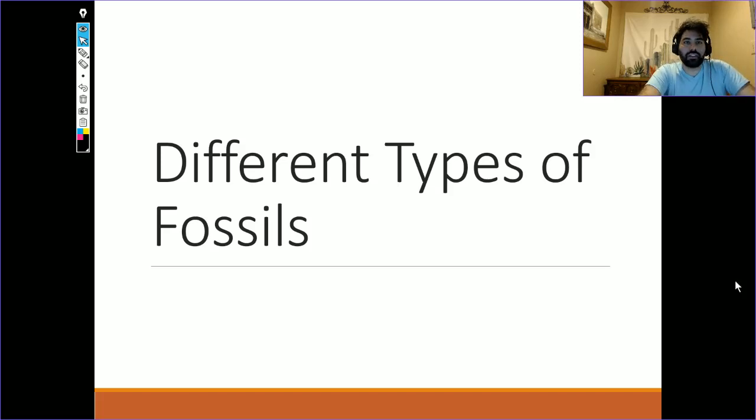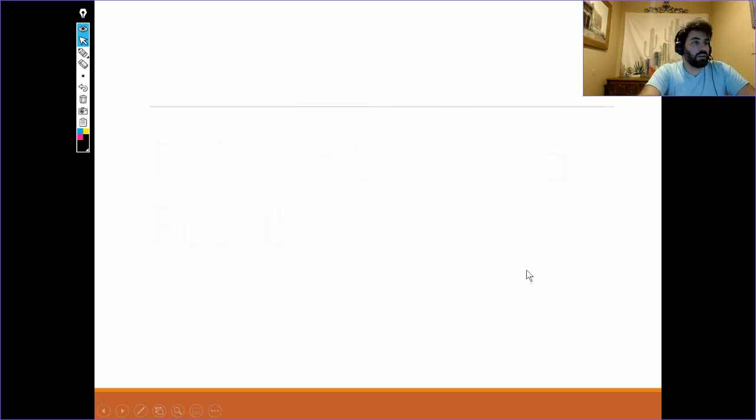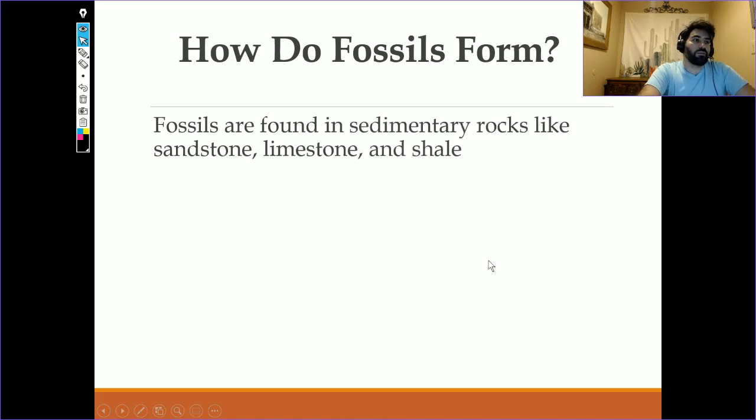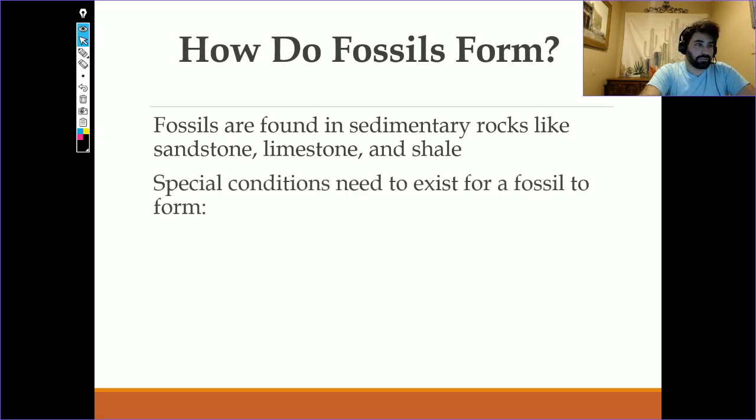Today we're going to talk about the different types of fossils and how fossils form. So, first question, how do fossils form? Well, fossils are found in rocks like limestone, sandstone, and shale. But anything that dies doesn't just turn into a fossil, right? It's actually 99.99% of things that die don't become fossils.